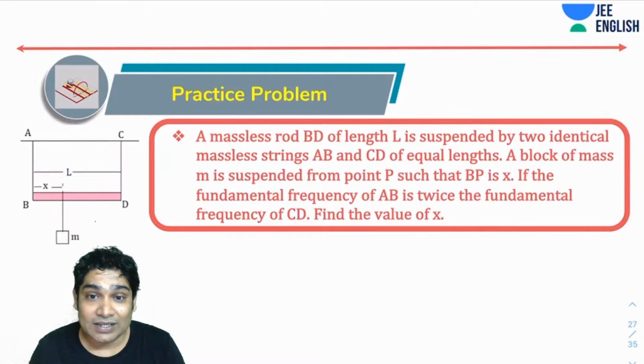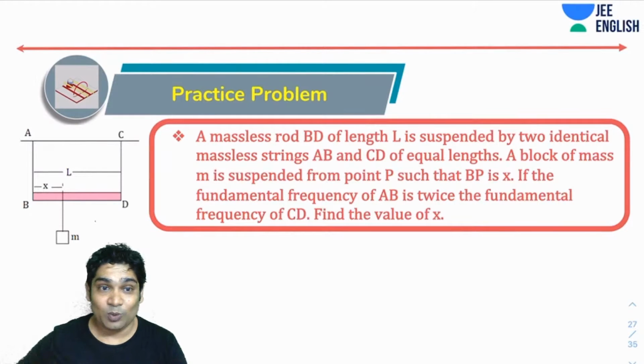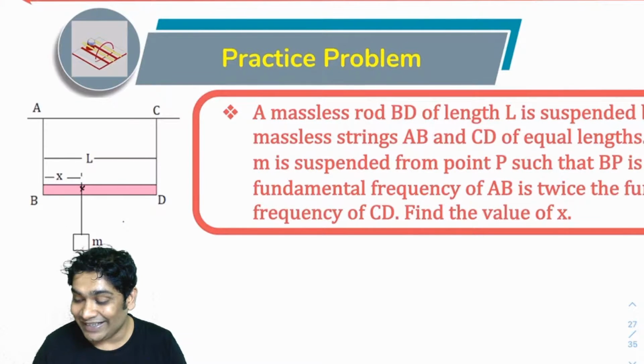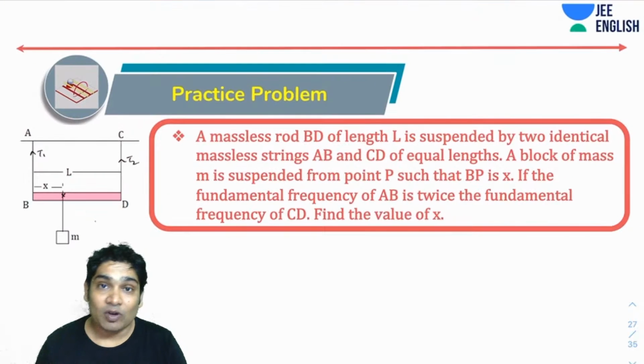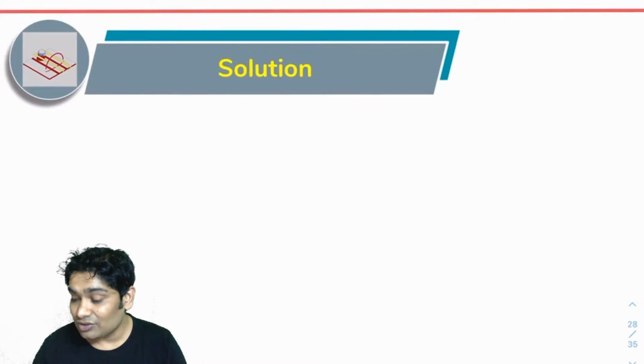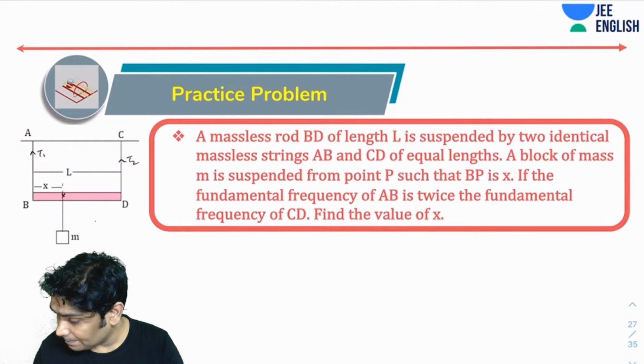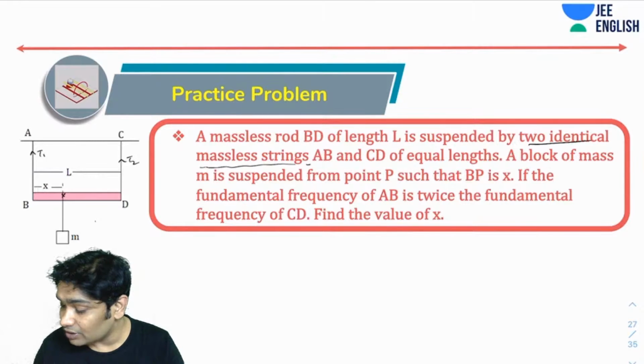So the rod is massless. Yes, so both of you have figured it out. So let's say here the tension is T1 and here the tension is T2. Now what will be the fundamental frequencies? So nu naught for AB would be 1 over 2L times root of T1 over mu. So how about their mu's? They're identical massless strings.